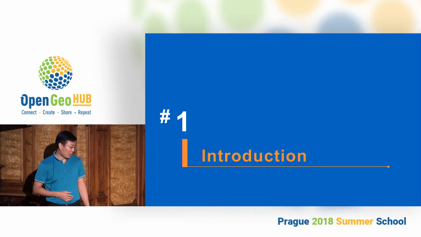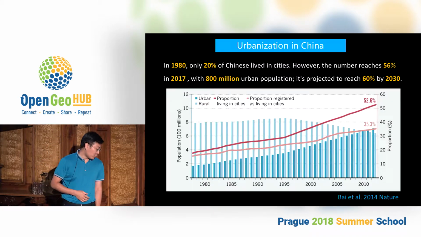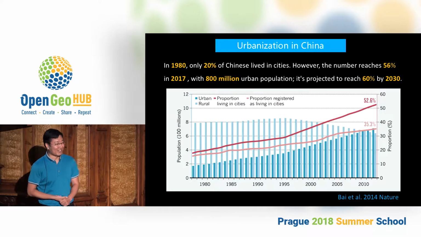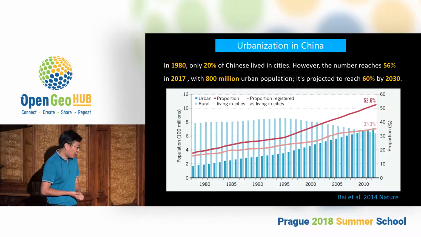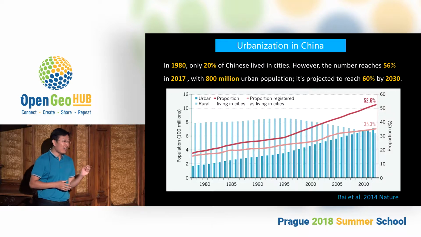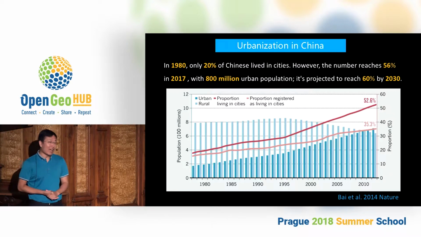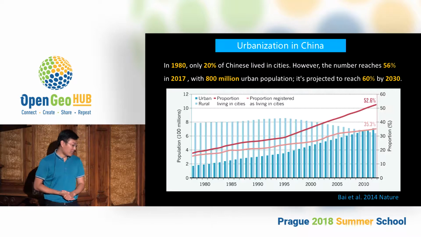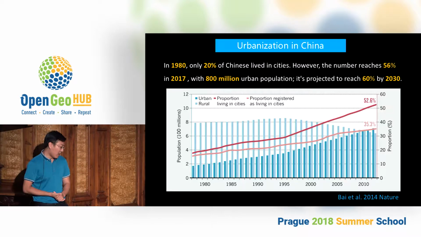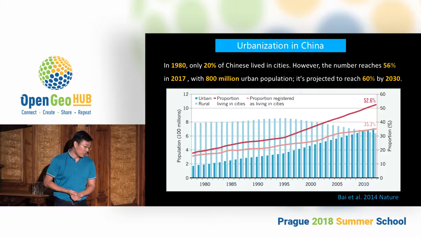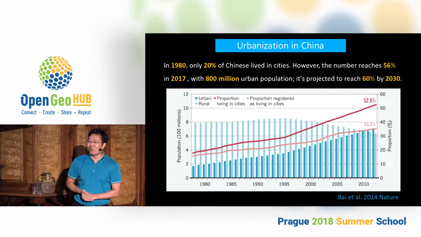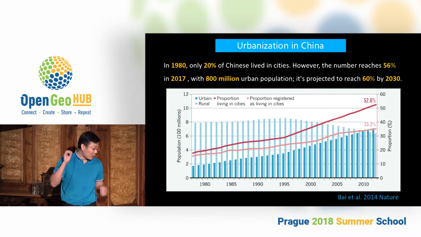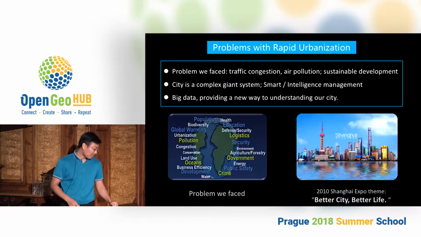First is a short introduction to tell the story of urban studies. It is well known that China's extraordinary economic boom has gone hand in hand with urbanization. Now, China has more than 800 million urban population. It is projected to reach 60% by 2030, a very short time, a very rapid urbanization.